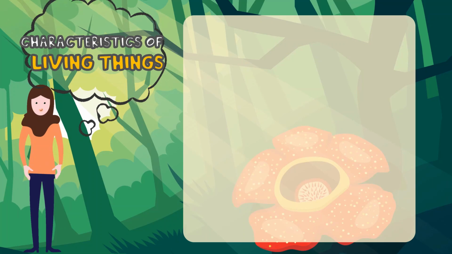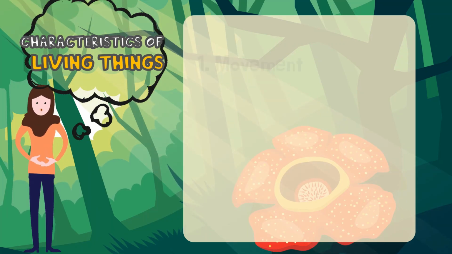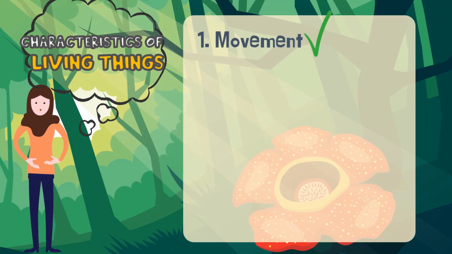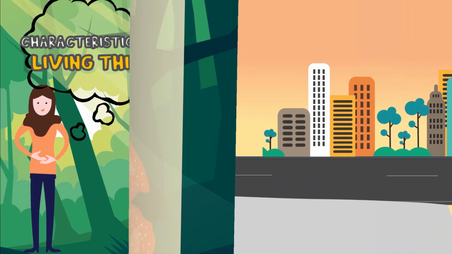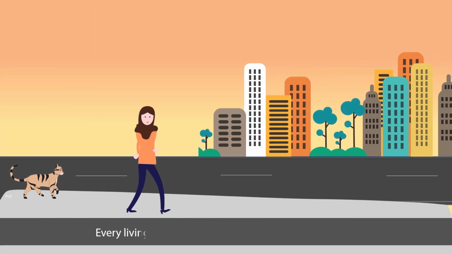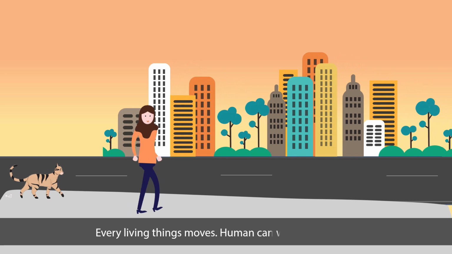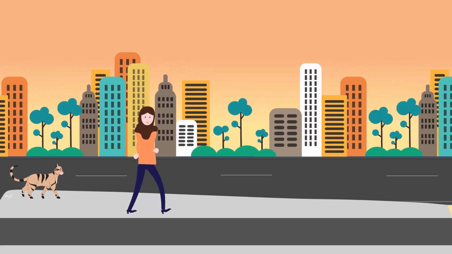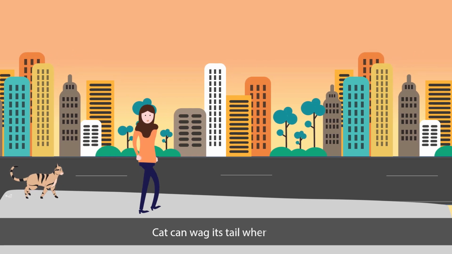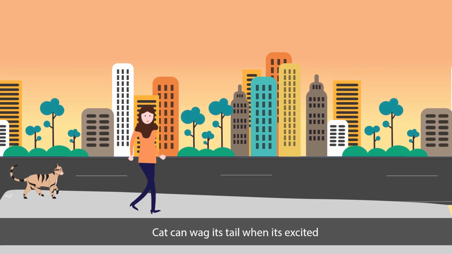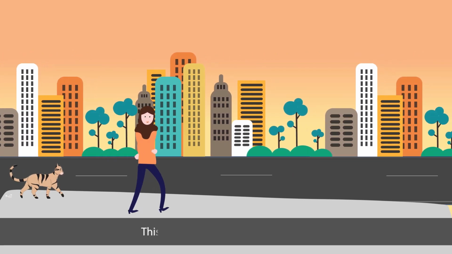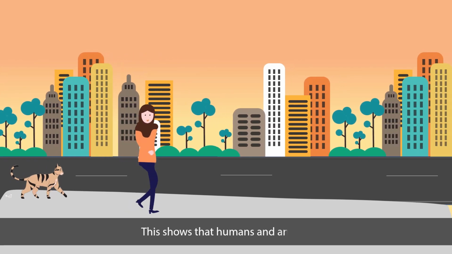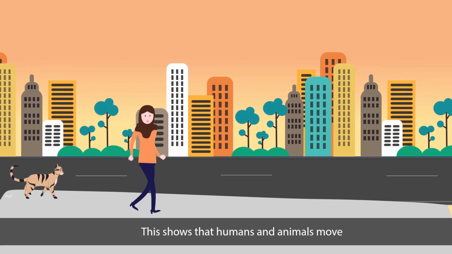Here are characteristics of living things. First is movement. Every living thing moves. Human can walk, run, and jump. Cat can wag its tail when it's excited. This shows that humans and animals move.